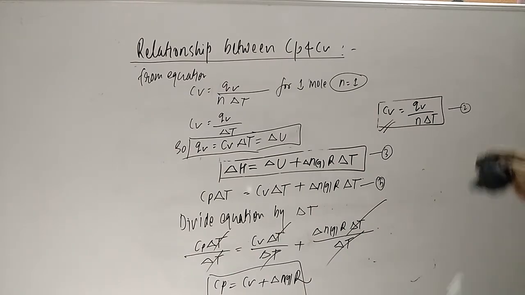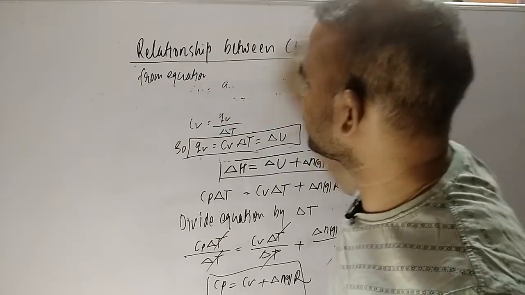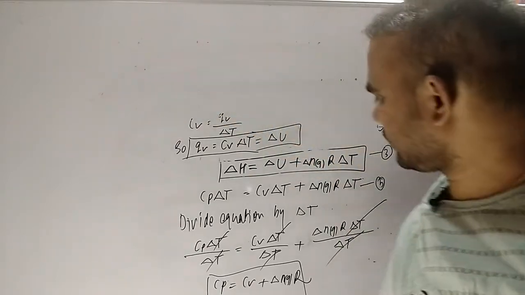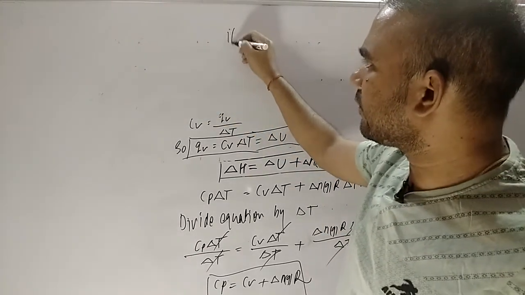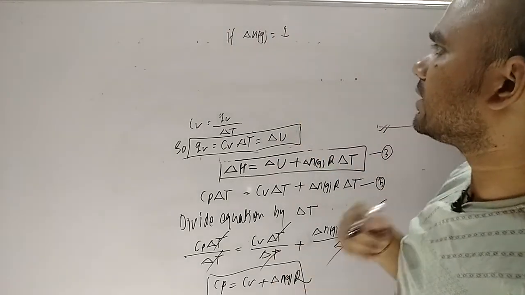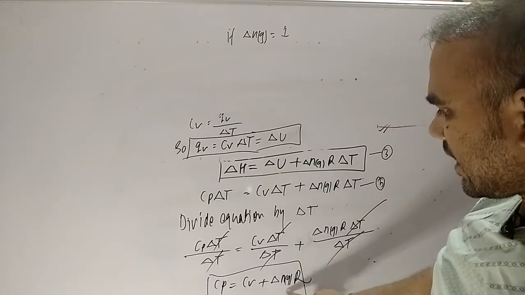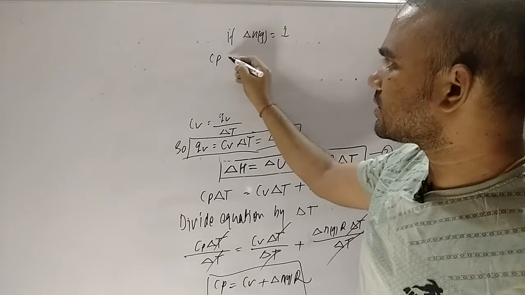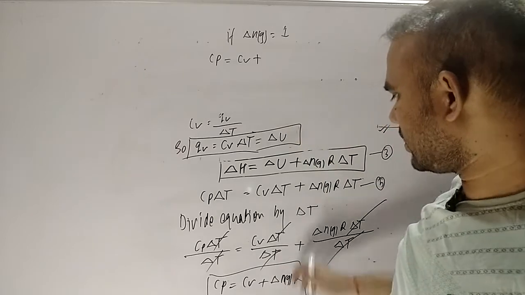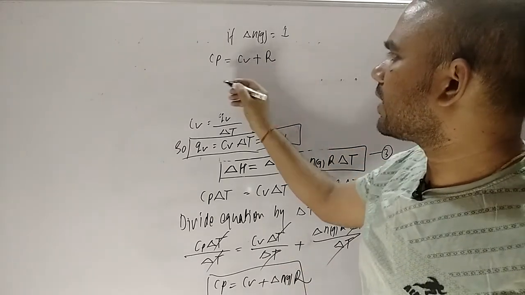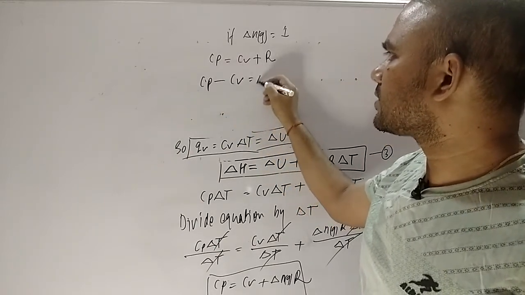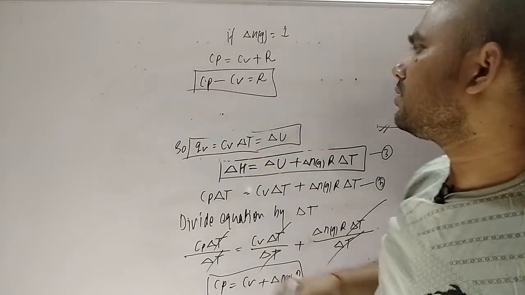Now you can simplify this for 1 mole, student. If delta ng equals 1, we can put in the 1. So Cp is equal to Cv plus R. Now you can simplify it: Cv goes to that side, so Cp minus Cv is equal to R. This is the relation we got, student.